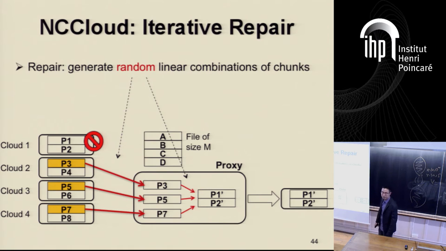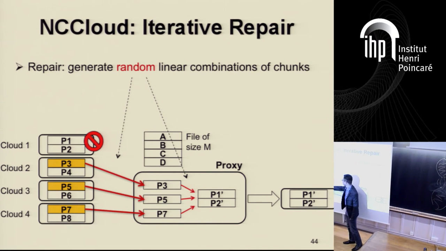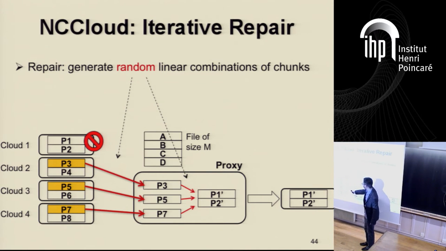of chunks. Let me explain the random. What does random mean here? The randomness has two aspects. The first is how to select the chunks to repair the lost data. We can select P3, or we can select P4. It's just randomness. So that is the first randomness. We can randomly select the chunks from each of the surviving clouds.